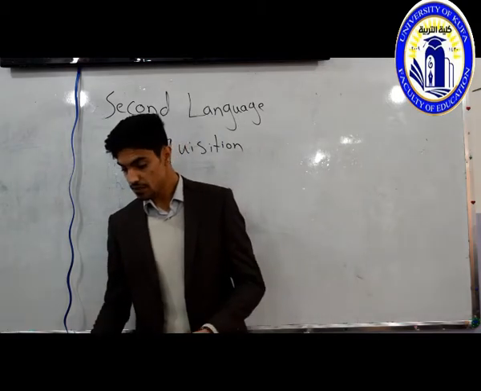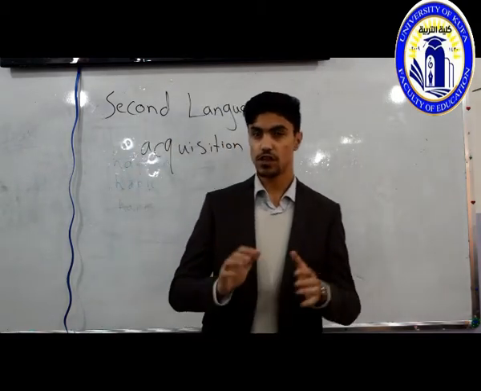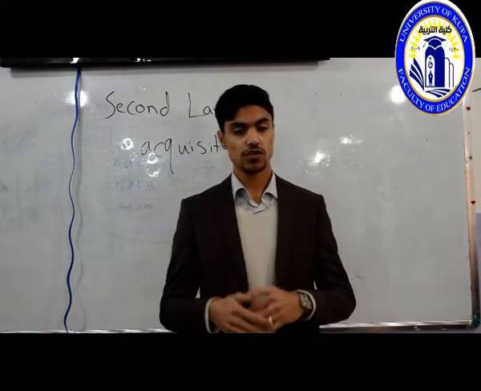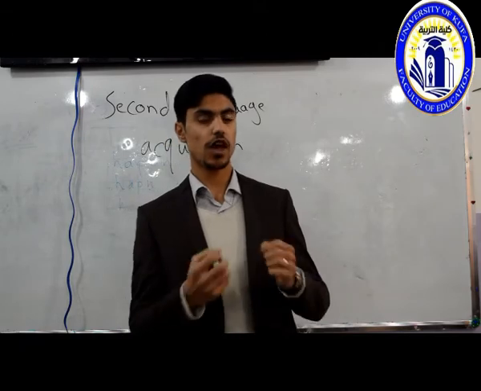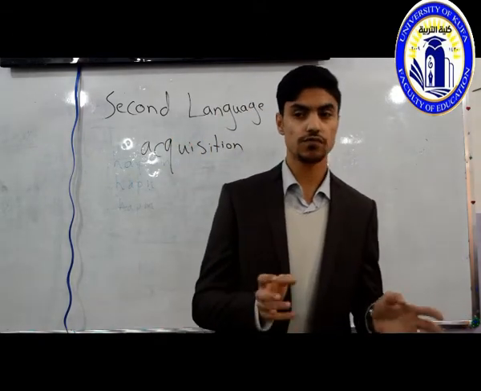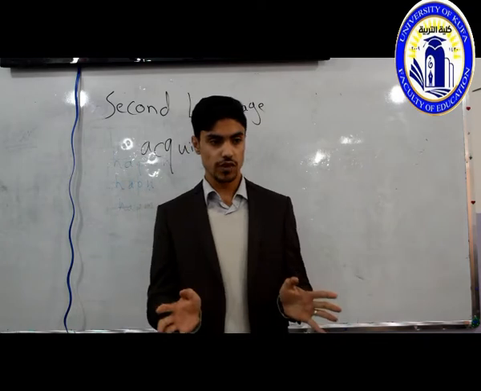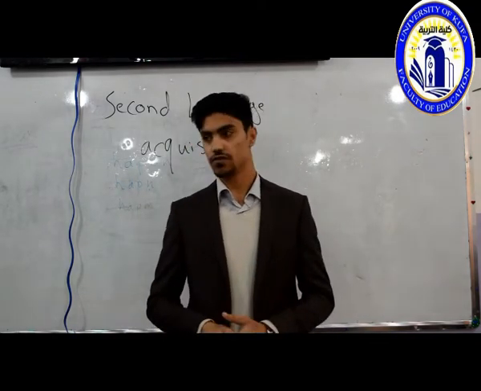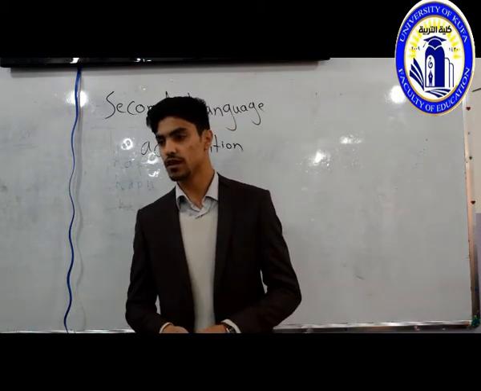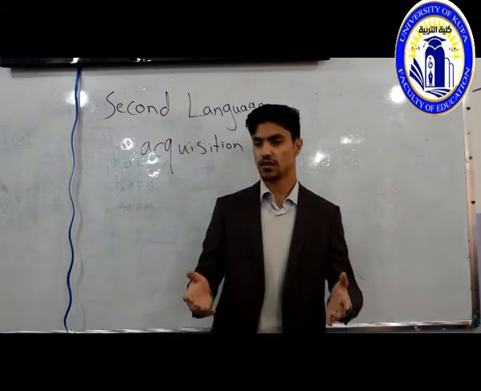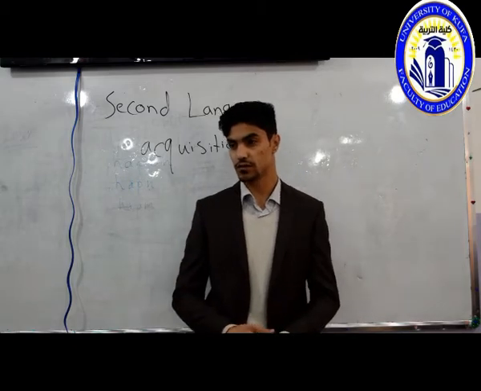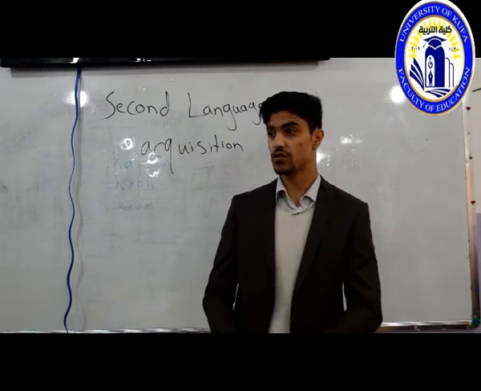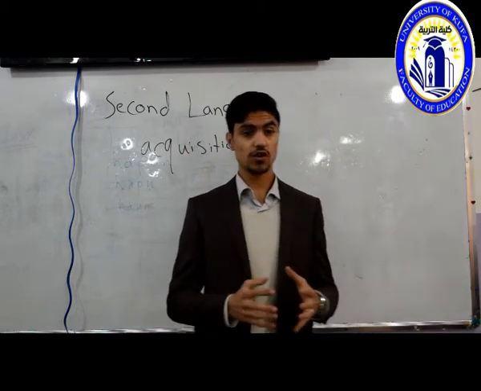There are many situations in which some people are fortunate to have a situation in which they learn two languages at the same time. So, for example, the people in the north of Iraq learn Kurdish and Arabic at the same time. These are called bilingual.